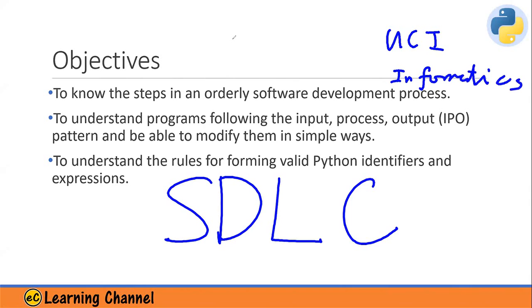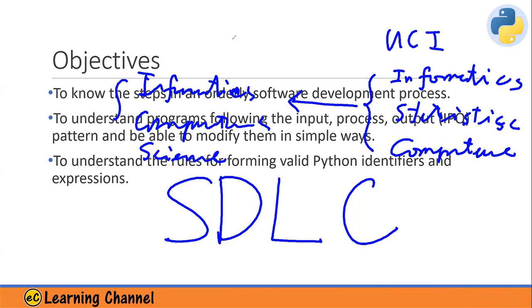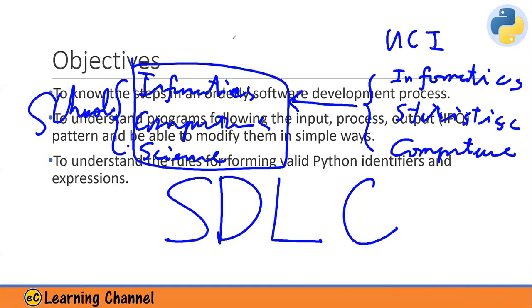There is a department called statistics. There is another one called computer science. These three departments together form a school called information and informatics and computer science. Okay, so these three things together are a school. It's not like other schools that have a school of engineering. They have a school of informatics and computer science.